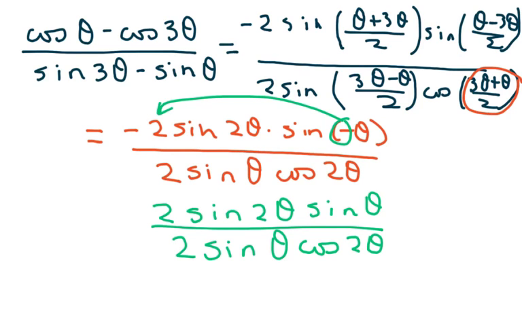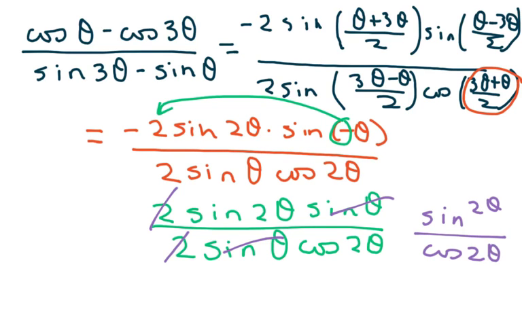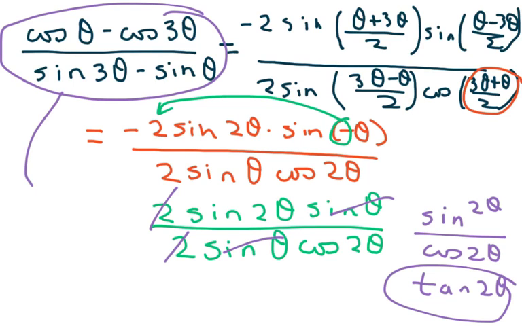And when you take care of this, the 2's cancel, the sines cancel, and you get sine of 2 theta over cosine of 2 theta, which gives you tan of 2 theta. And I should have written that down. This is supposed to equal this right here. The identity was this should equal tan of 2 theta.